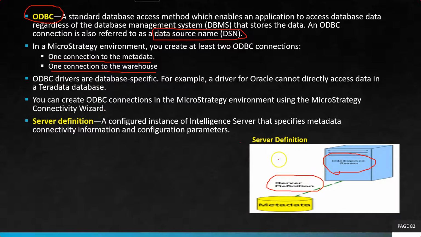So when Intelligence Server starts, it first looks for its connection information: where do I have to connect, what is the server, where does the metadata reside, where can I go and connect with the metadata, and what is the server name. So Intelligence Server first looks up this information in the Windows registry so that it can connect with your metadata.